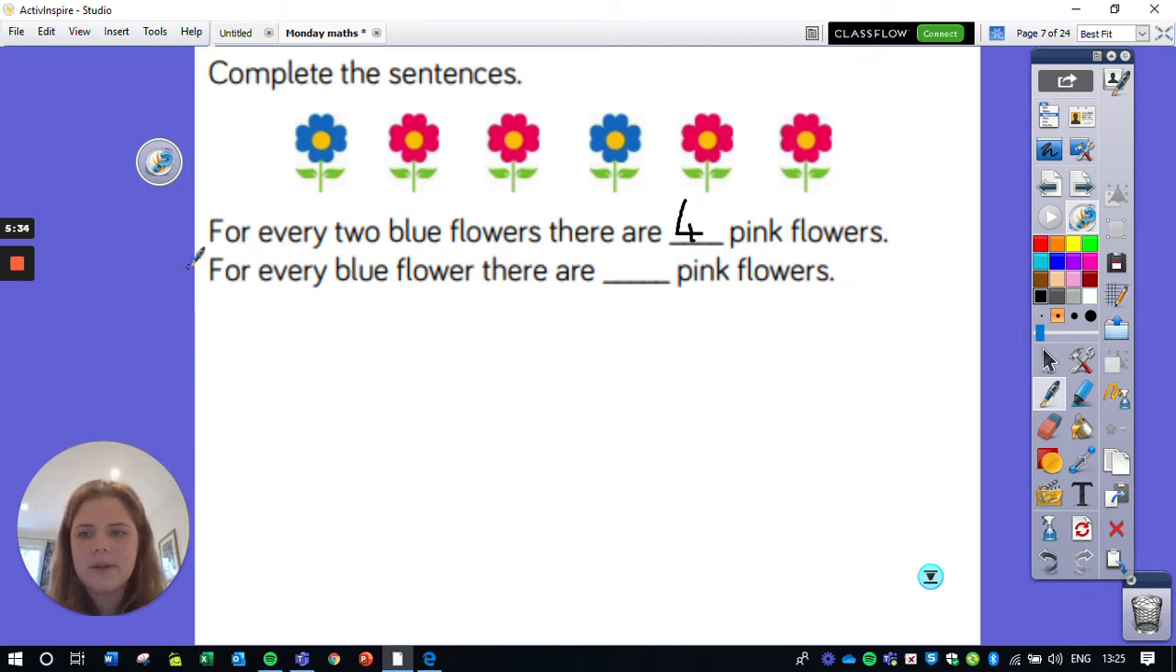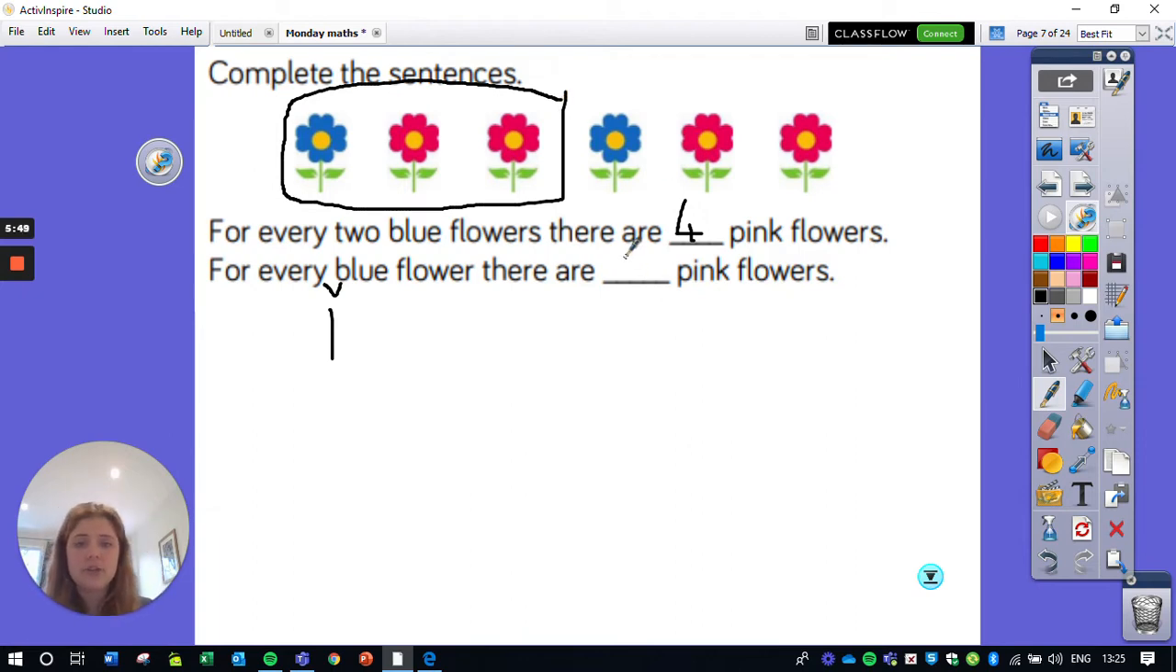The next sentence, though, says for every blue flower, there are pink flowers. I now only want every 1 blue flower. So I look at my pattern and I stop before I get to the next blue one. Having a look here then, if I want just 1 more blue flower, how many pink flowers will I need to draw? Well done if you're thinking 2.